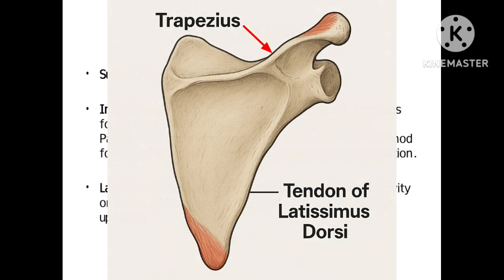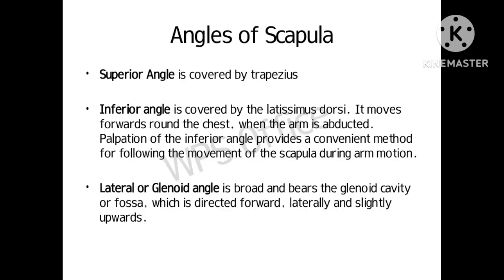Superior angle is covered by trapezius. Inferior angle is covered by the latissimus dorsi. It moves forwards round the chest when the arm is abducted. Palpation of the inferior angle provides a convenient method for following the movement of the scapula during arm motion.